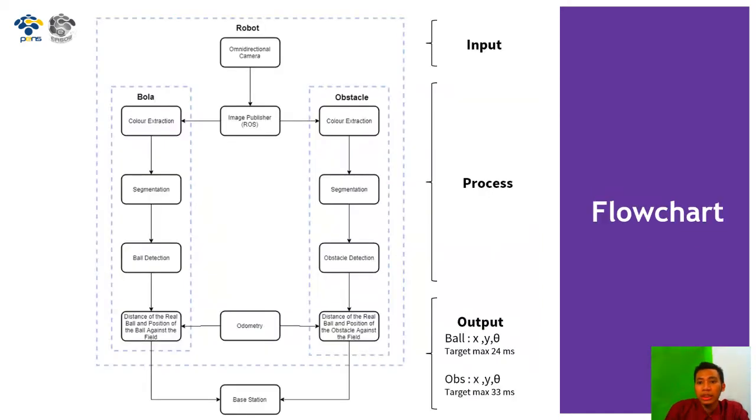Okay, we have a flowchart. The first is input. We have input from the omnidirectional camera, and then I process it with thresholding and other methods, and the output is X, Y, and theta of the ball and obstacle.